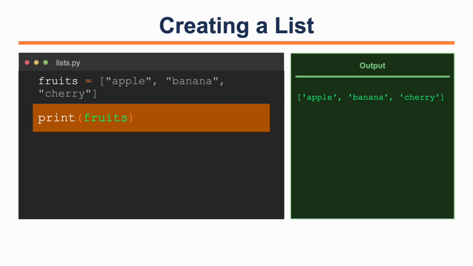The print function takes whatever you give it and shows the result in the terminal. Passing the variable name fruits tells Python to look up the value stored there and display it. This is how you verify that your list was created correctly.